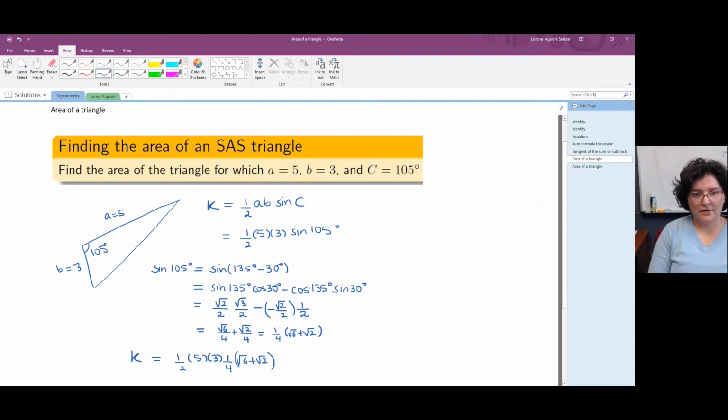Okay, so this is it for this video. If you want to compute the area of an SAS triangle, it's enough to use K equals 1/2 of the length of the sides times the sine of the angle in between. And then depending on the angle and the sides you have, you get certain numbers.